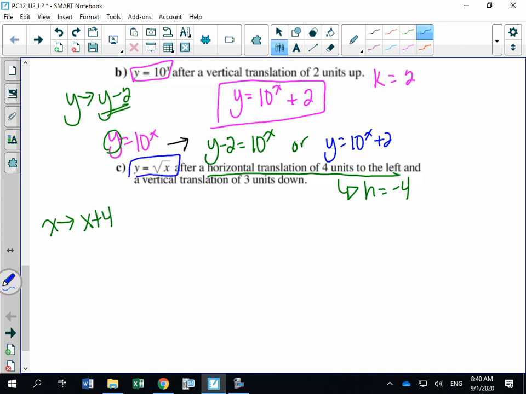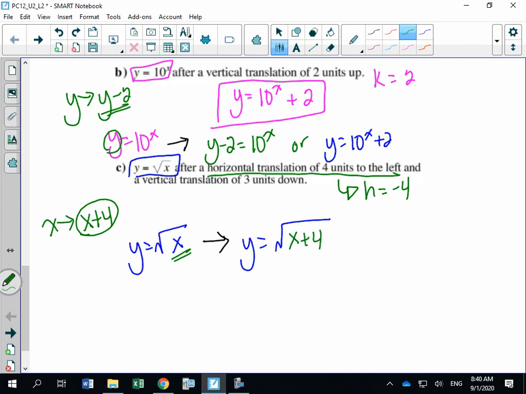There's our original equation, y is equal to the square root of x. Then horizontal means within the function. So take out this x and put in x plus 4. And what we would get is y is equal to the square root of x plus 4. So right now, this is my original equation, and this is now my transformed equation, and it's been translated 4 units to the left.